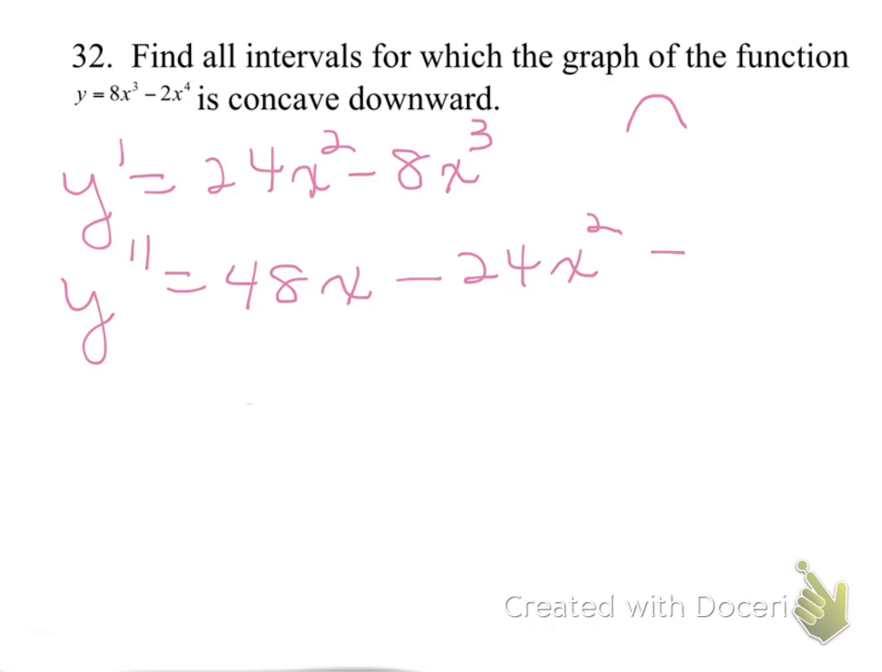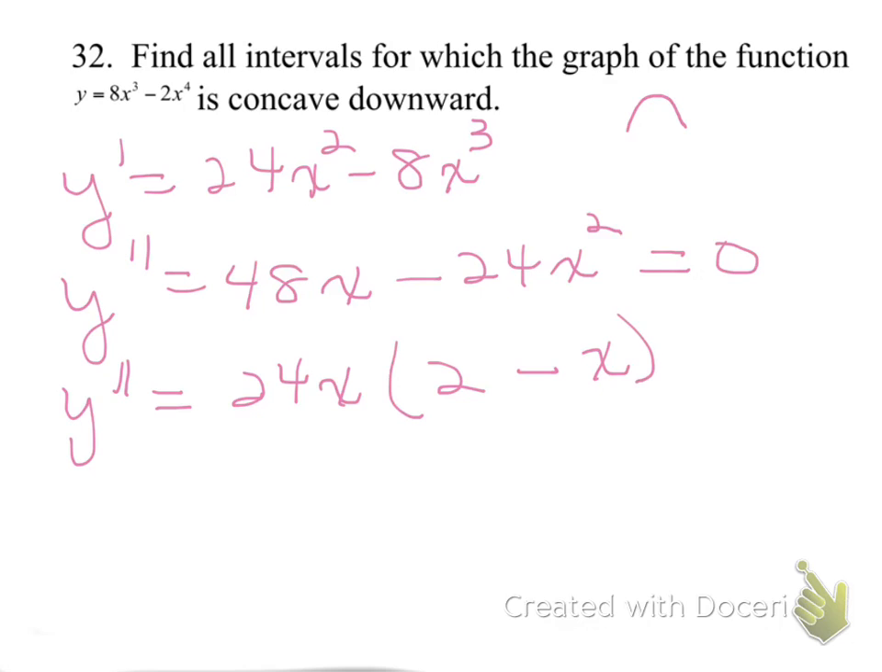Okay, I'm going to factor that because I'm going to set that equal to 0 to find my inflection point, which is important because that's where the concavity changes. So let's factor that. They have a 24x in common, so I need a 2 to get back a 48x, minus, I just need an x, so I have 2 inflection points. One is at 0, and one is at 2. Okay, so it means I have 2 places where the concavity is changing.